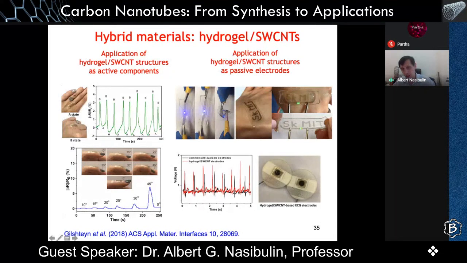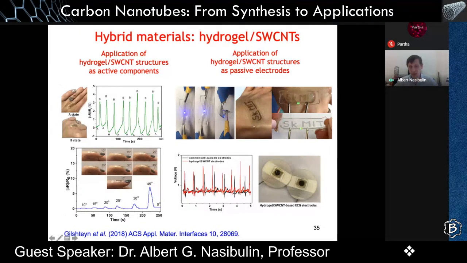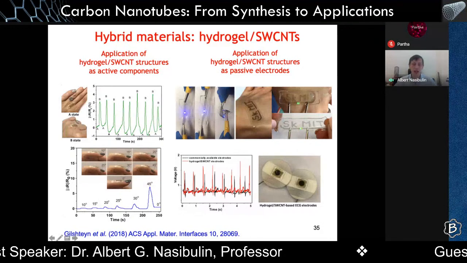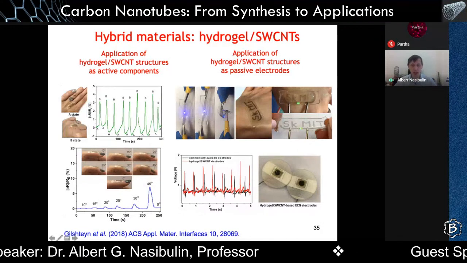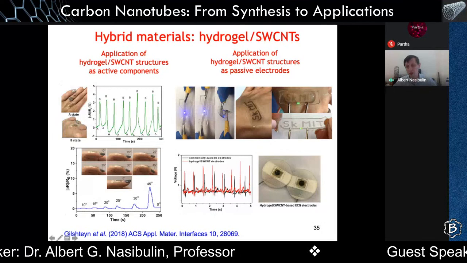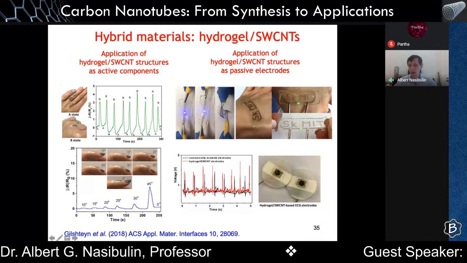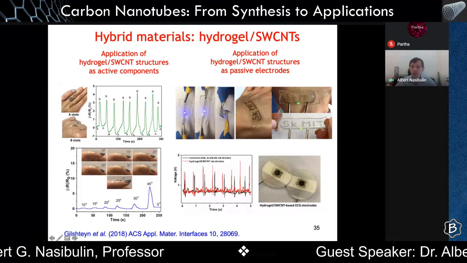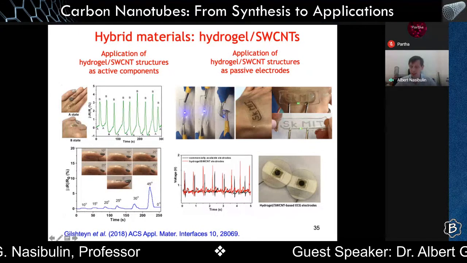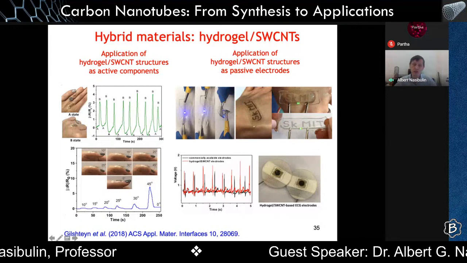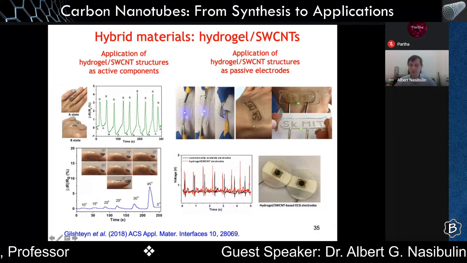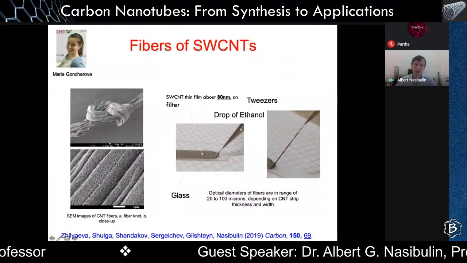And to demonstrate the advantages of this material, we used an ECG, removed a copper electrode and put in our electrode, which is based on hydrogel and carbon nanotubes. And you could see we were able to decrease the noise level in such devices because carbon nanotubes do not feel any change in the strain of this device.